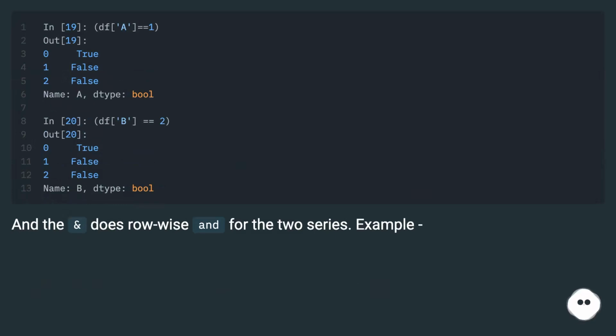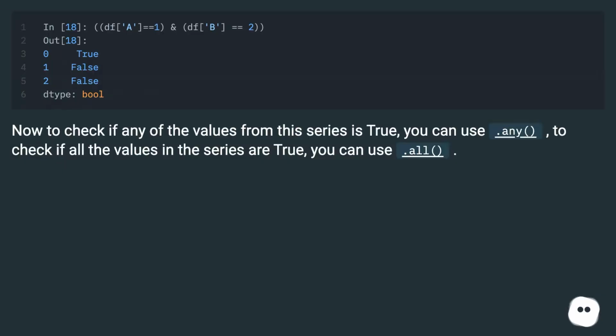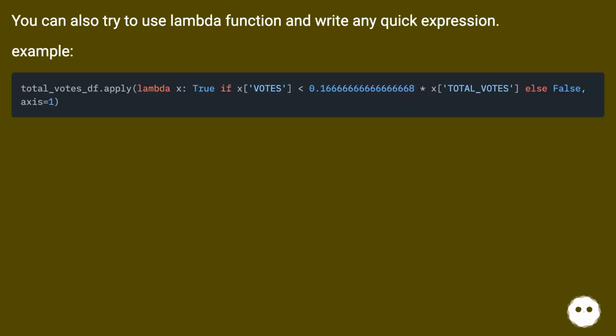And the and does a row-wise and for the two series. Example. Now to check if any of the values from this series is true, you can use .any. To check if all the values in the series are true, you can use .all. You can also try to use a lambda function and write any quick expression. Example.